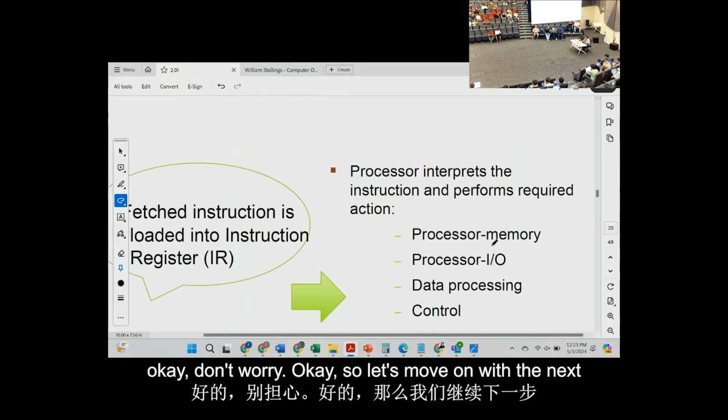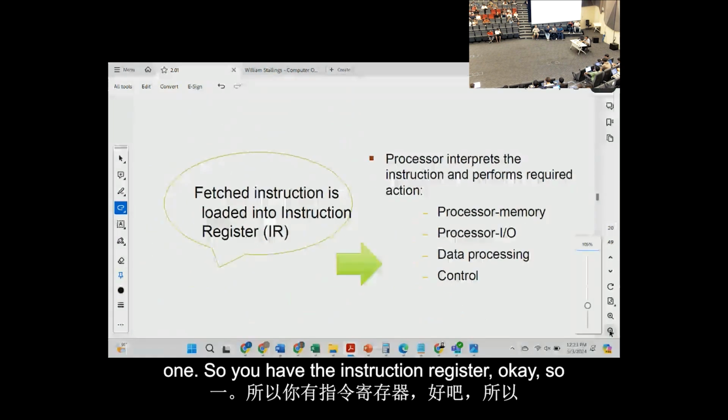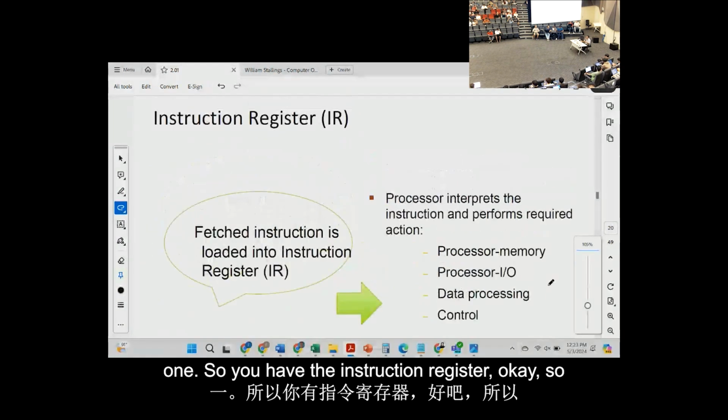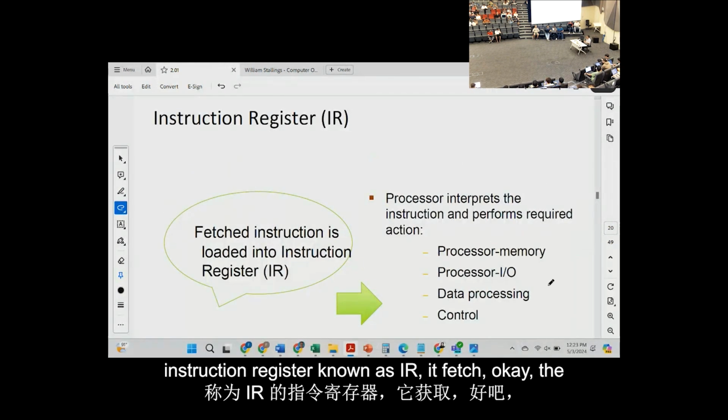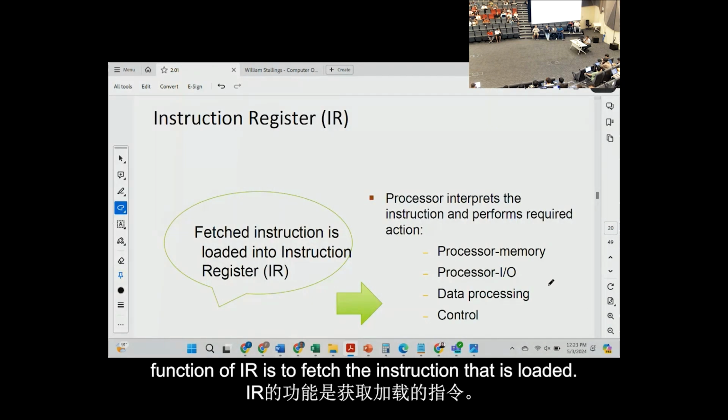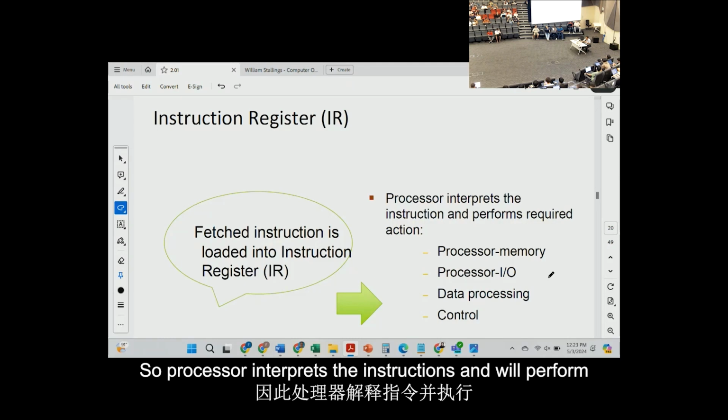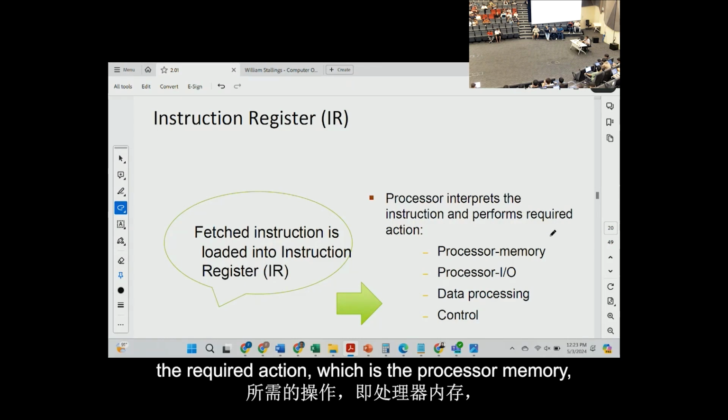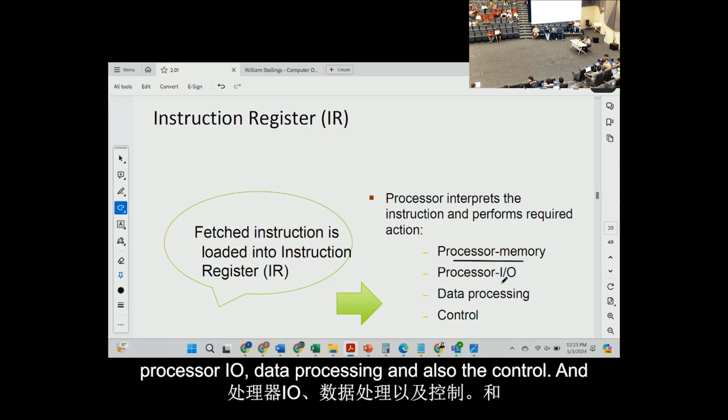Okay, so let's move on with the next one. So you have the instruction register, known as IR. The function of the IR is to hold the instruction that is fetched. So the processor interprets the instructions and will perform the required action, which is processor-memory, processor-I/O, data processing, and also control.